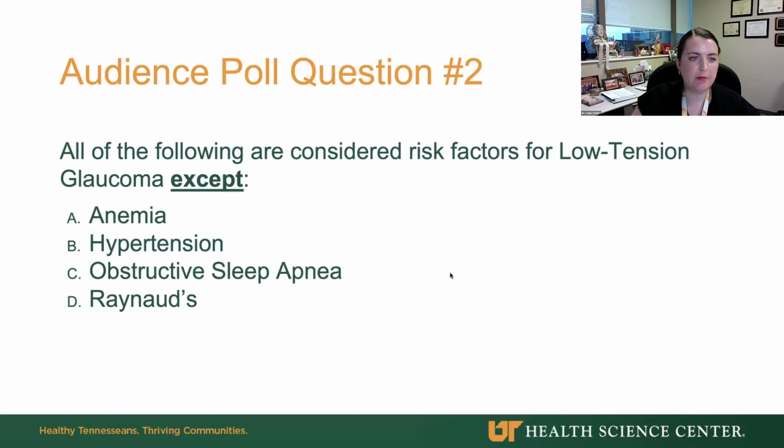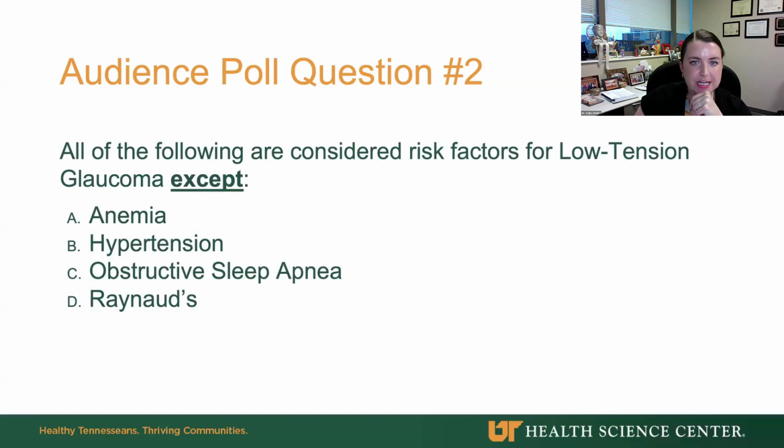Second question: all of the following are considered risk factors or associations for low tension glaucoma except A, anemia, B, hypertension, C, obstructive sleep apnea, or D, Raynaud's? Okay, good. So about 2/3 of you answered correctly.